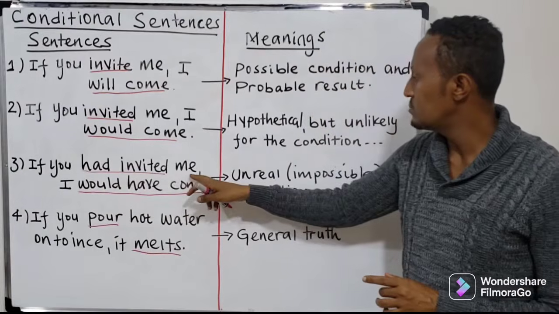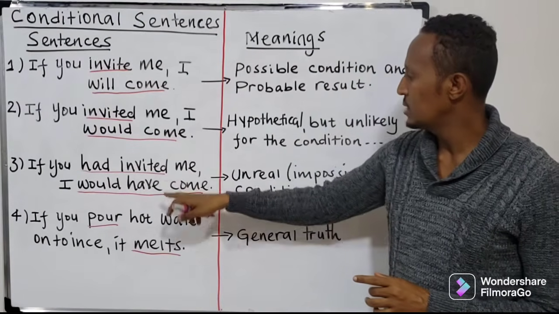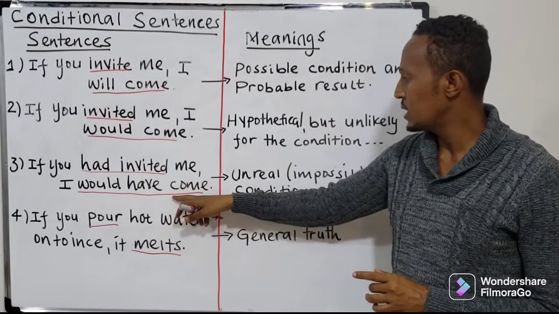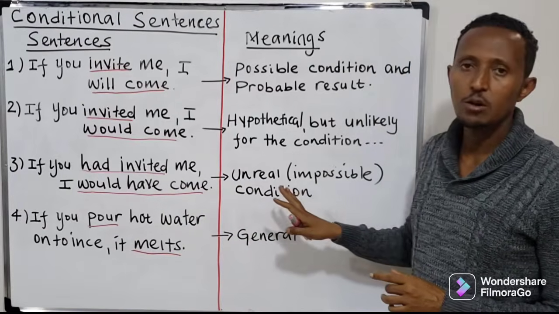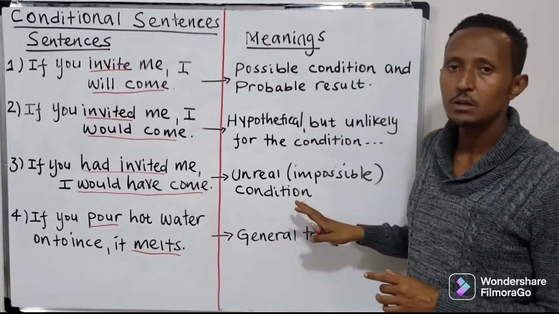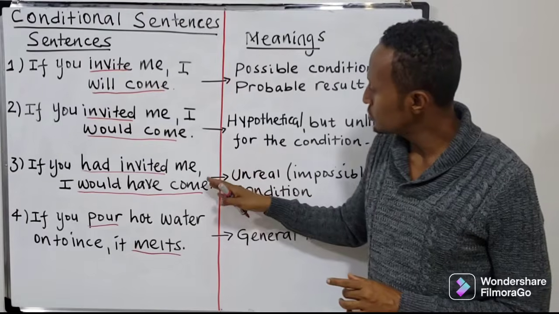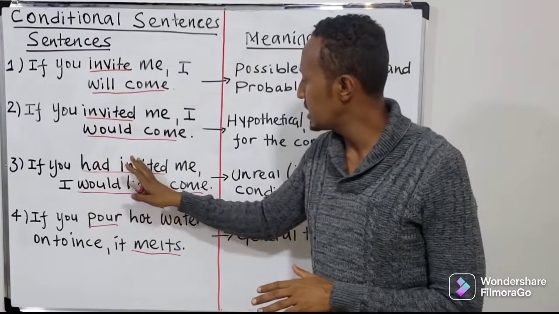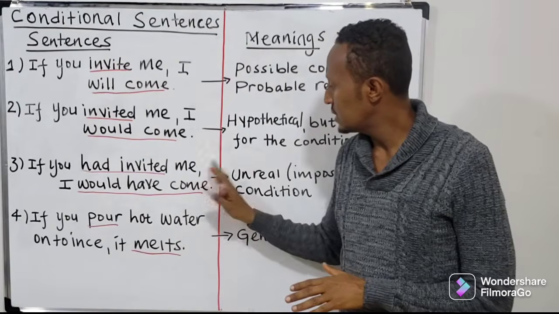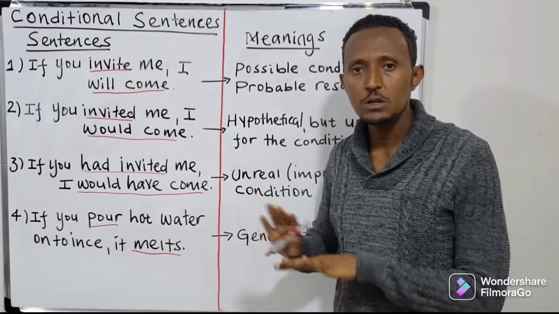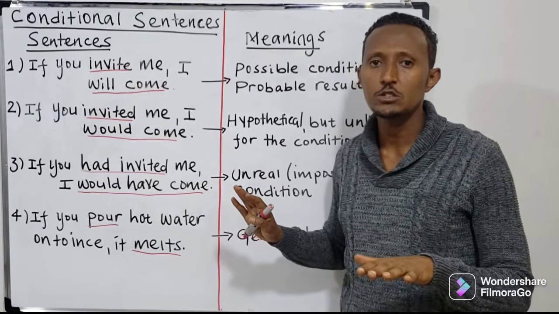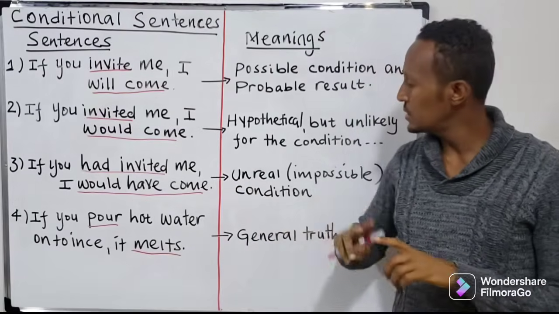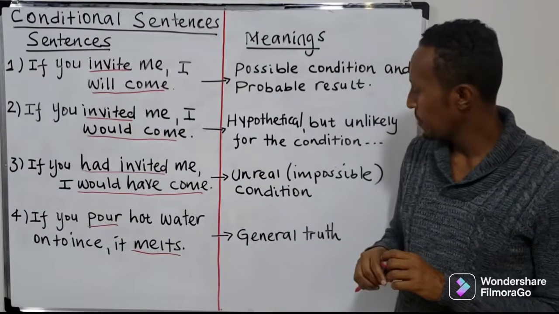Look at the third one. If you had invited me, past perfect, and we have perfect conditional. This is an unreal or impossible condition because we refer to an action that is already dead. Invited is dead, here is also dead. So there is no probability for those actions to happen either currently or in the future.